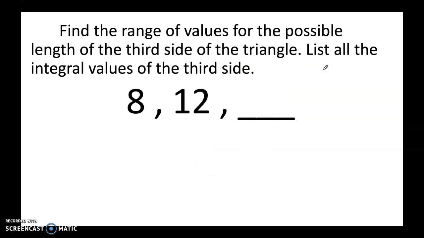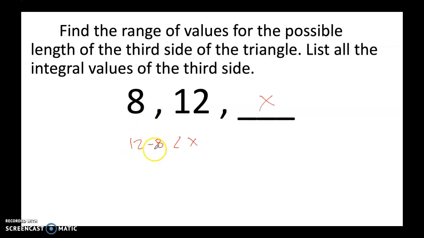Another example: find the range of the values for the possible length of the third side of the triangle. List all the integral values of the third side. The unknown value, let's name the third side as x. To get the measure of x, it should be greater than the difference of the two given measures, which is 12 and 8.